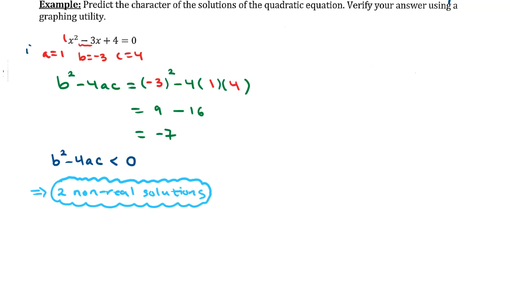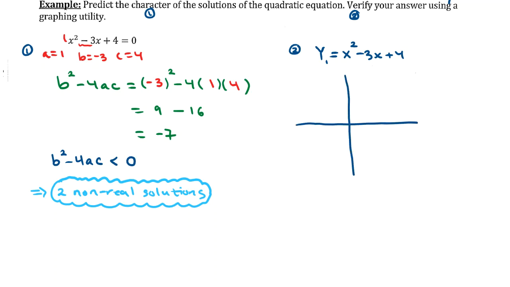So that takes care of the first part of the problem, where they want us to predict the character of the solutions. All right, so to state that the solutions are non-real solutions is to state the character of the solutions. That's what it means by character. What kinds of solutions are we going to get? The second part is to verify using the graphing utility, and I'll write out the steps that you would take in order to do that. In your y equals menu in y1, you would enter in the left-hand side of the equation, y1 equals x squared minus 3x plus 4, and then graph it out.